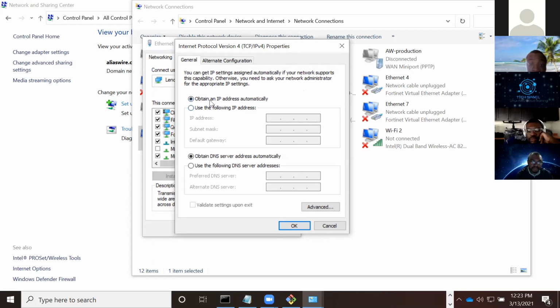So here I have the option of obtain an IP address automatically or use the following IP address. So when I obtain an IP address automatically, I'm using the DHCP server to give me an IP address to configure my network. So that means the IP address is being obtained automatically for me. The subnet mask is automatic. The default gateway is automatic. But when I say use the following IP address, that means I want to set up my own static IP address for the network.